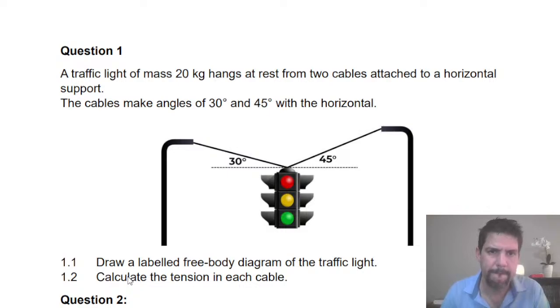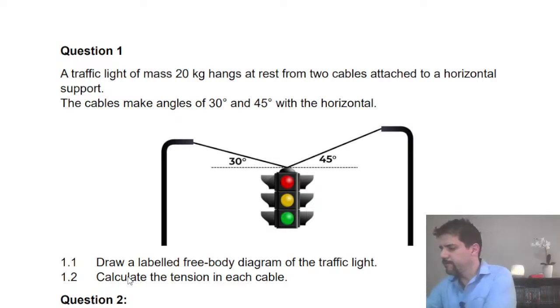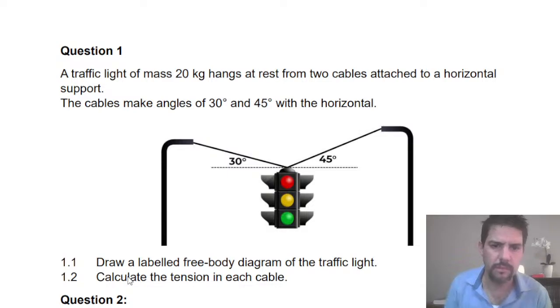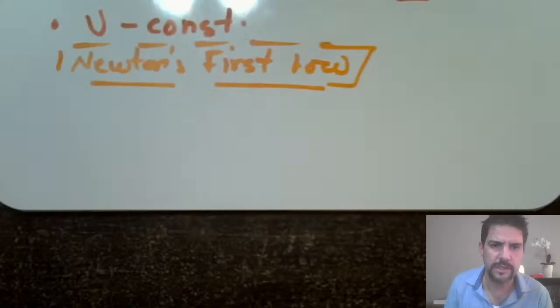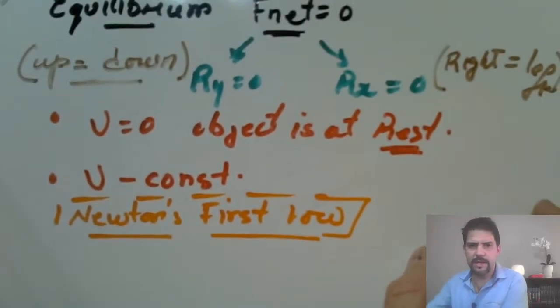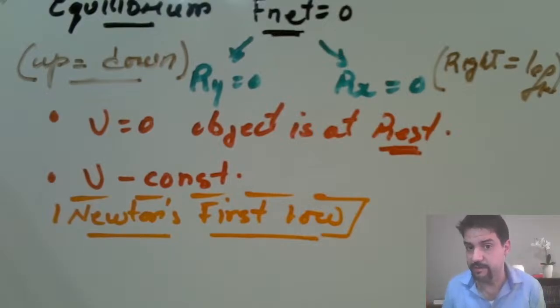Let me just look in here. We have to use this specific summary. You have to remember that top is equal to bottom and right is equal to left. Top equal to bottom, right equal to left.